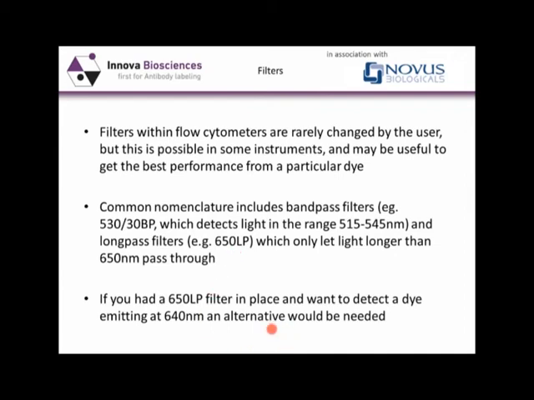So typically, if you had a 650 LP filter in place, but you wanted to detect a dye that had a peak emission at 640, you would need to find an alternative filter. And as I said, your manufacturers are often able to help you in some of these cases. They will be very familiar with the dyes that are commonly used and are able to offer you those alternatives very straightforwardly.